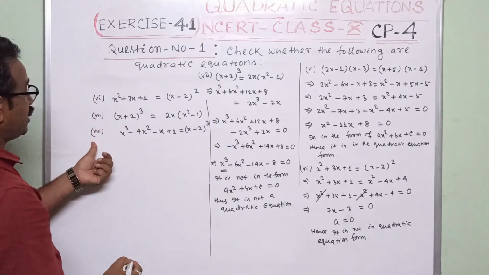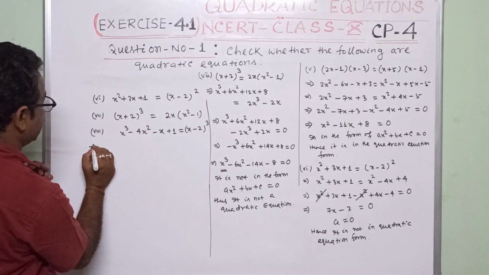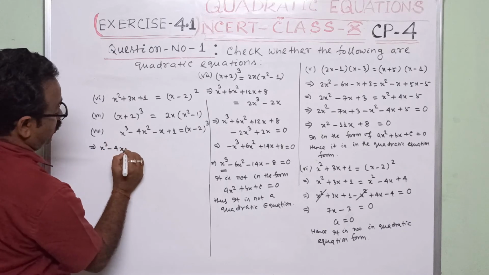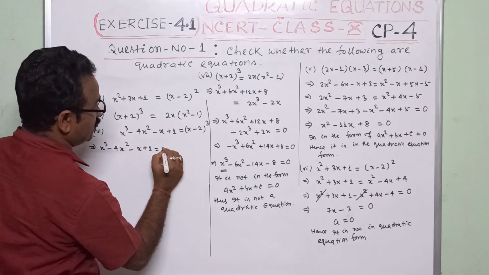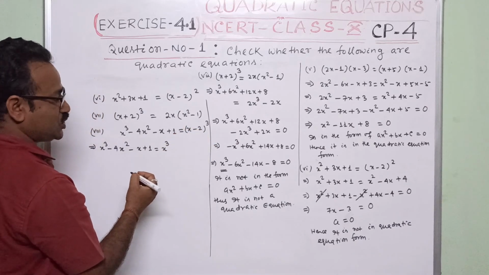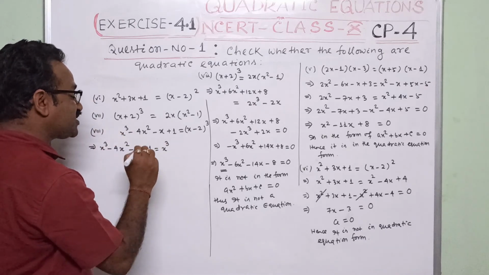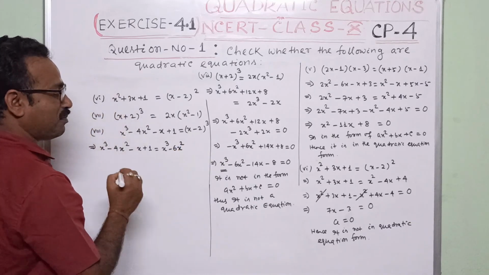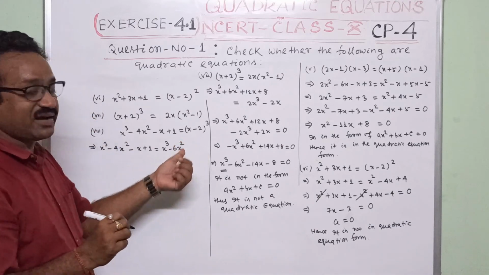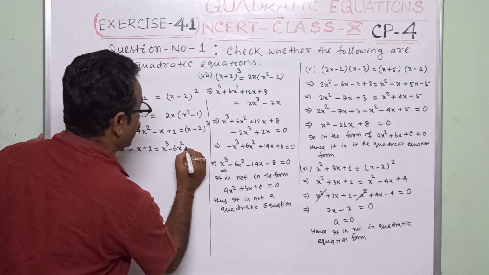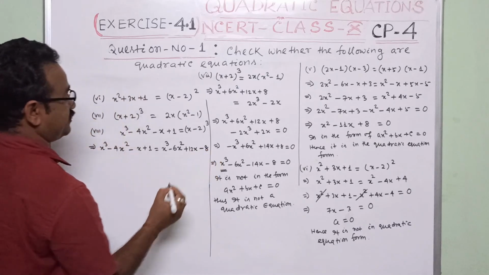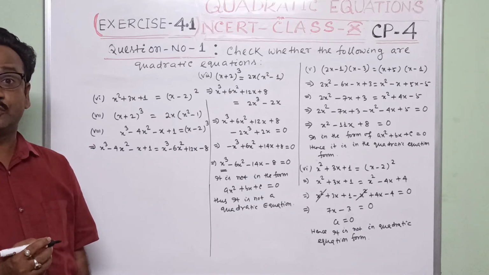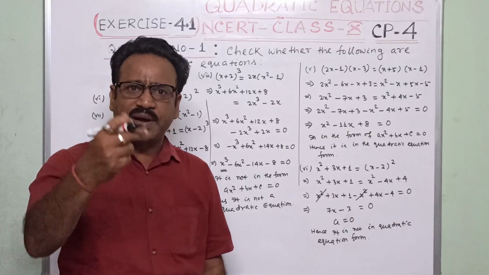Now move on to the last, bit 8. x cube minus 4x square minus x plus 1 is equal to (x minus 2) whole cube. (a minus b) whole cube is equal to a cube minus 3a square b plus 3ab square minus b cube. So that gives x cube minus 6x square plus 12x minus 8.